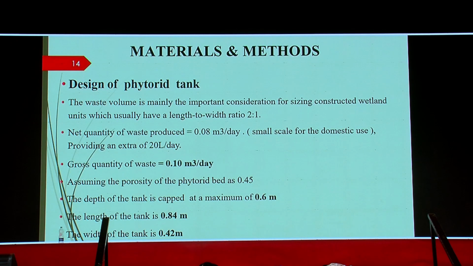the waste volume is the main consideration in sizing constructed wetland units, which usually have a length to width ratio of 2:1. The net quantity of waste produced is 0.08 cubic meter per day. The gross quantity of waste is 0.10 cubic meter per day. Assume the porosity of the phytorid bed as 0.45. The depth of the tank is capped at a maximum of 0.6 meter. The length of the tank is 0.84 meter and the width of the tank is 0.42 meter.